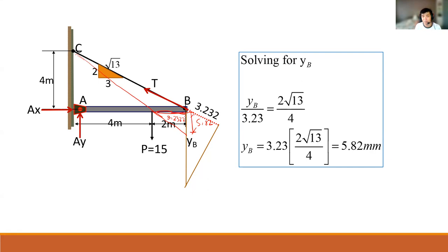So again, the right triangle will depend on the bar. So probably this is the 5.82, and it's the hypotenuse. So let's try to recreate the problem on your own later on so you have a better understanding.